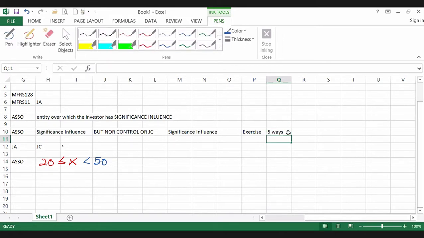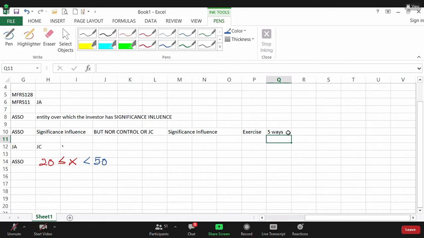Haris Aizat, can you please read how to exercise the significant influence on page 504? Haris Aizat, are you there?